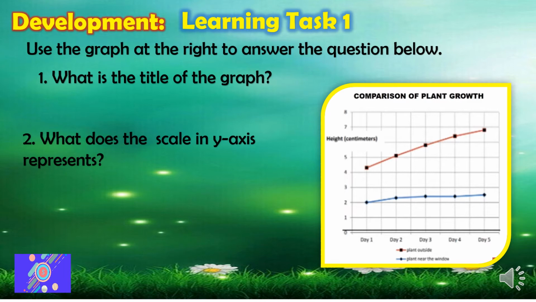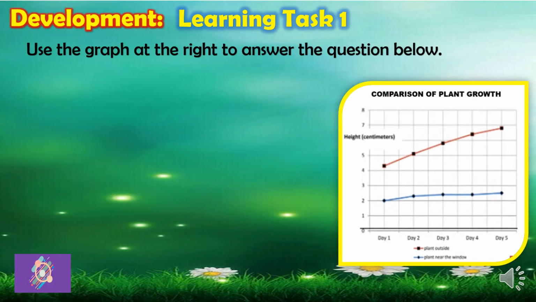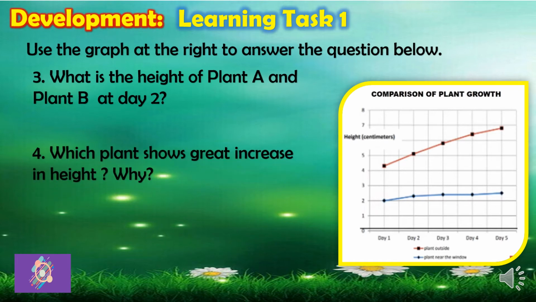Okay, so let us answer learning task 1. So our answer will be based on the line graph. So what is the title of the graph? Comparison of plant growth. And what does the scale in the y-axis represent? The height in centimeters. Okay, to continue, for number 3 question, what is the height of plant A and plant B at day 2? And for number 4 question, which plant shows great increase in height and why?